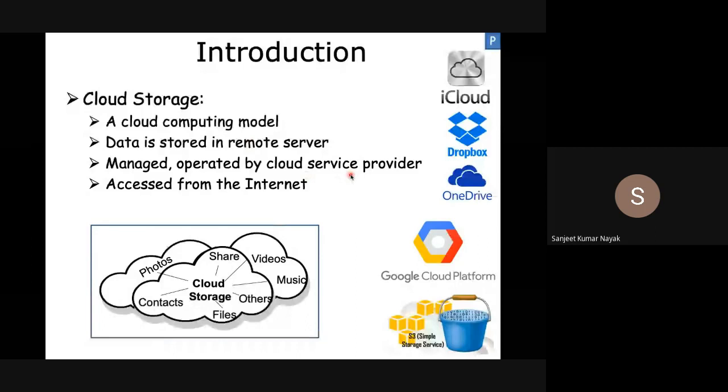And nowadays, who are the cloud service providers? Those who have data centers, those who have invested in infrastructure, they have huge infrastructure. So they are cloud service providers, right? So therefore, our cloud service provider can manage the cloud storage and they can operate on it.